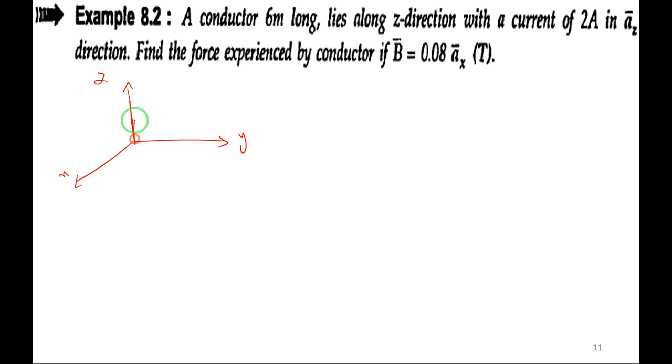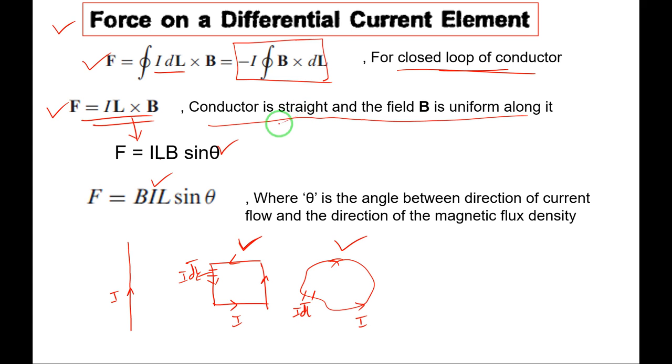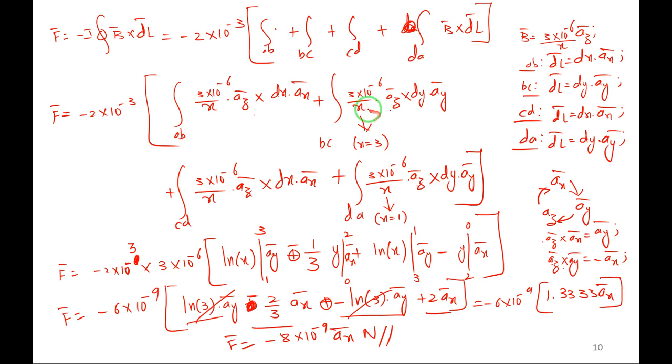So let me take it 6 meter, right? From 0 it is 6 meter. So this is total 6 meter, L equal to 6 meter in Z direction with a current of 2 amps in AZ direction. So current I of 2 amps is flowing in AZ direction, right? So this is a straight conductor. So we know the formula. If it is a closed conductor we will be using a different formula, but it is a straight conductor, right? So IL cross B we will be using for the straight conductor.